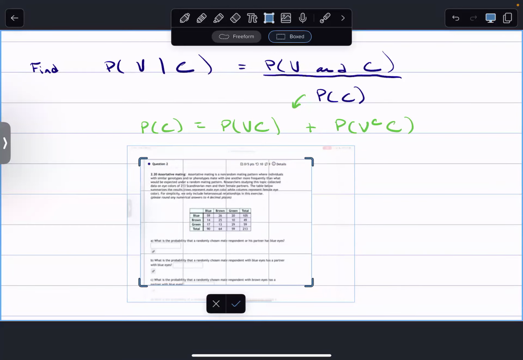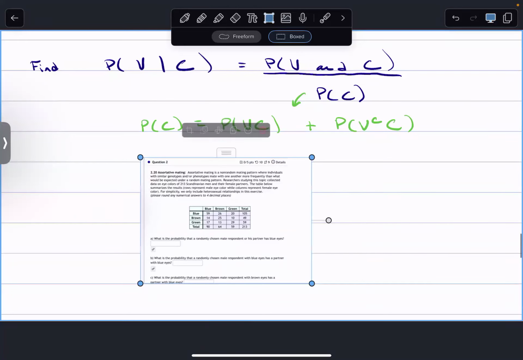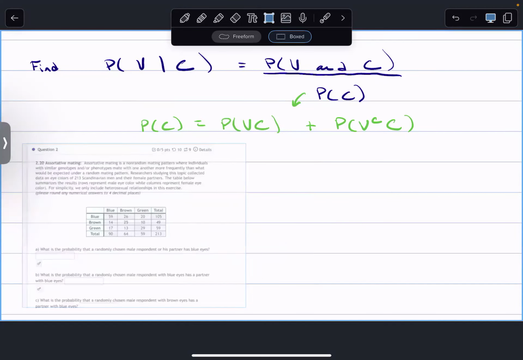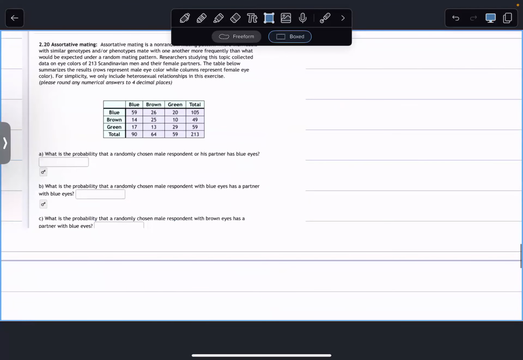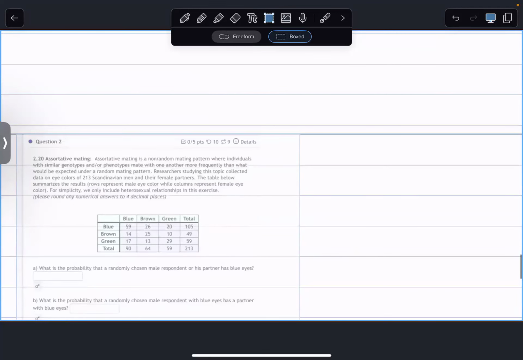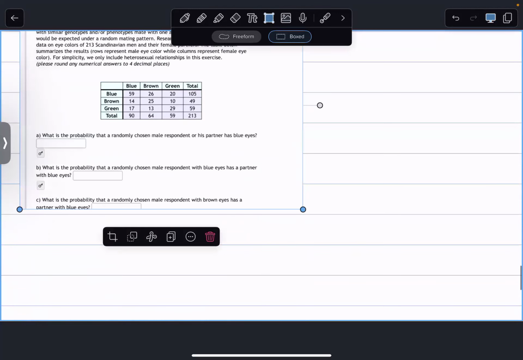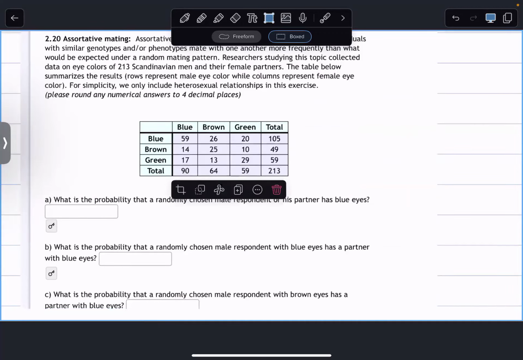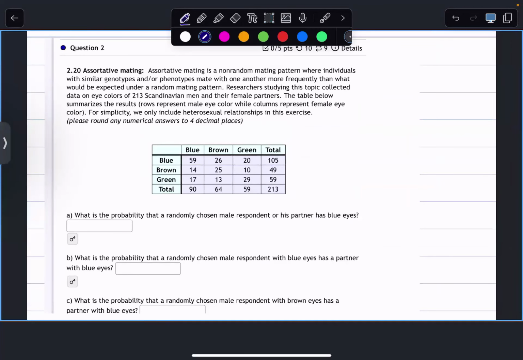I'll do the first few, and then you'll see the pattern. Okay. First, I'm going to make a note of the males and then the females there.